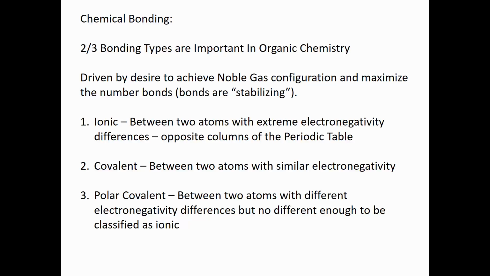And the third type, I don't know if it's really worth calling this a different type of bond, but it's sort of halfway between bond type one and bond type two, and this is called polar covalent. This is between two atoms with significant electronegativity differences, but they're not so different that they're going to be classified as ionic. They're pretty much covalent bonds.